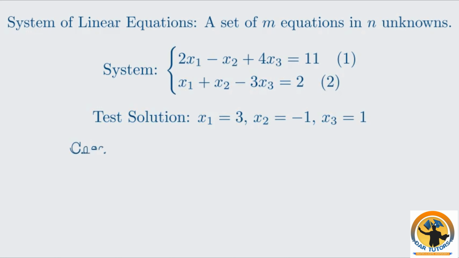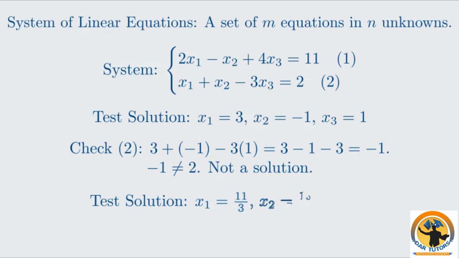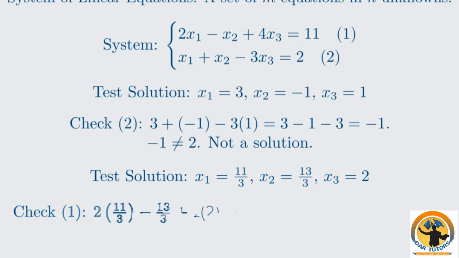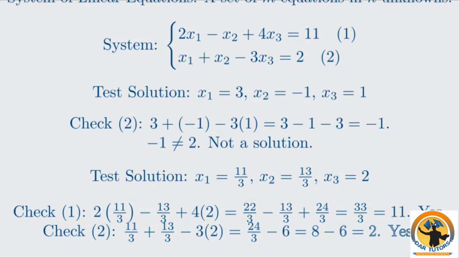We know it satisfies equation 1. Let's check equation 2. Substituting the values, we get 3 plus -1 minus 3 times 1, which is 3 minus 1 minus 3, equaling -1. Since -1 does not equal 2, this set of values is not a solution to the system. Now let's test another set. x1 equals 11 over 3, x2 equals 13 over 3, x3 equals 2. We already know this set does not satisfy equation 1. Therefore, it cannot be a solution to the system.